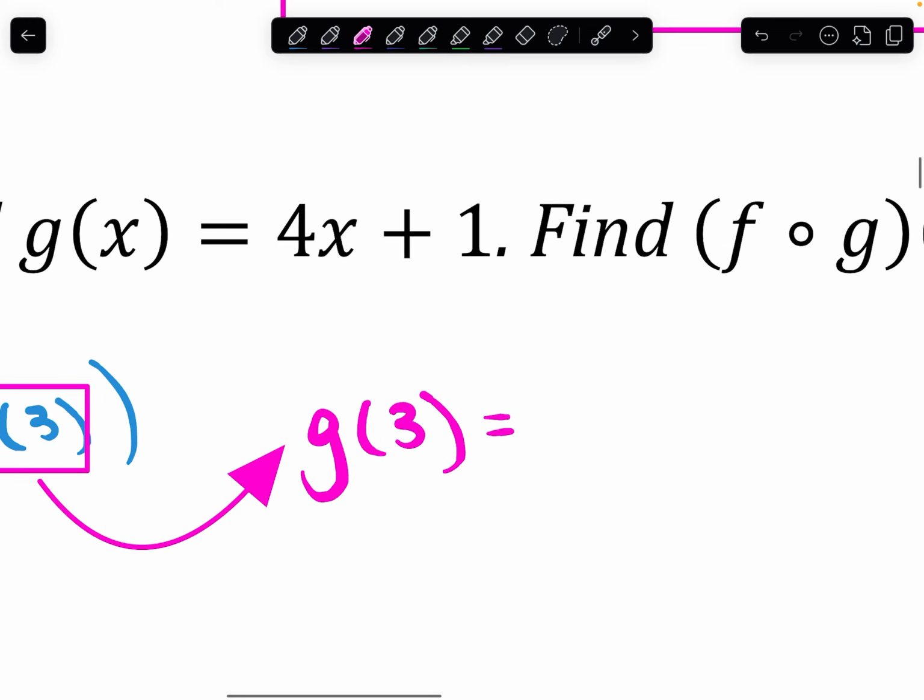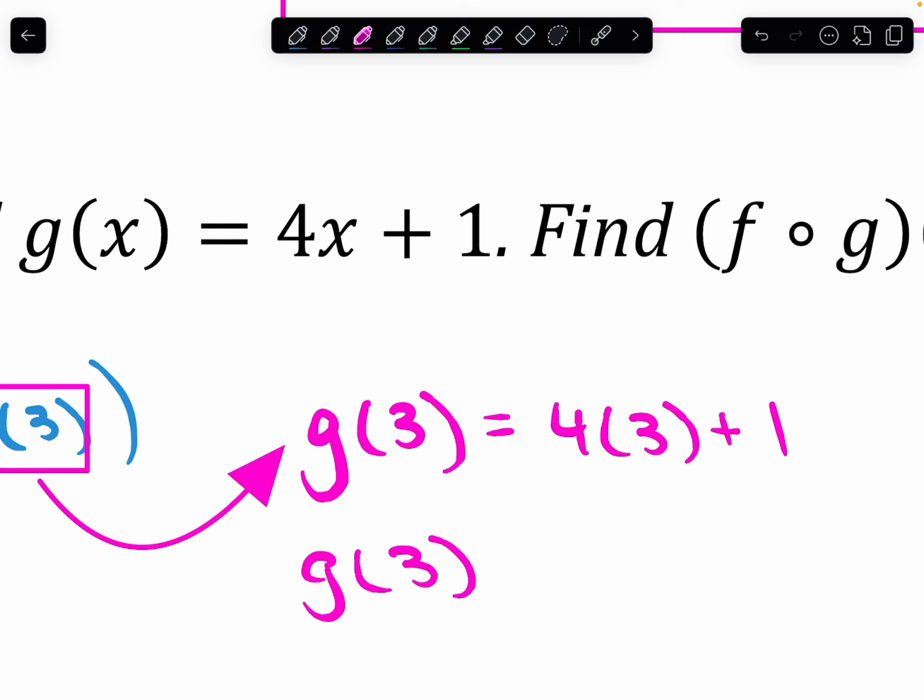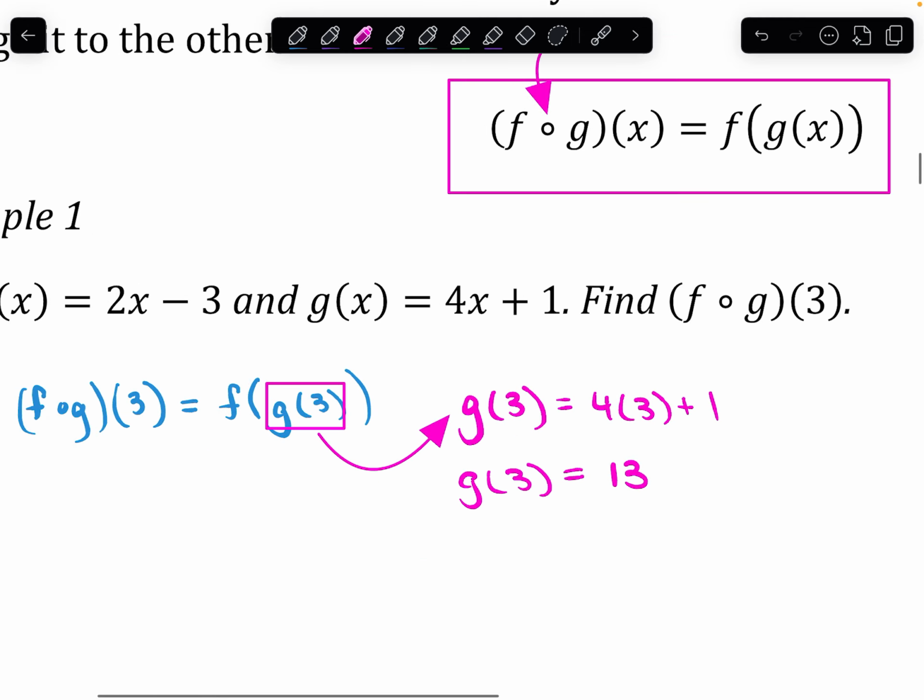So we're being asked to plug in 3 for x in the function g. That would be 4 times 3 plus 1, which is 12 plus 1, 13. So then what we're going to do is replace g of 3 with 13. This 13 now is going back in for this rectangle.